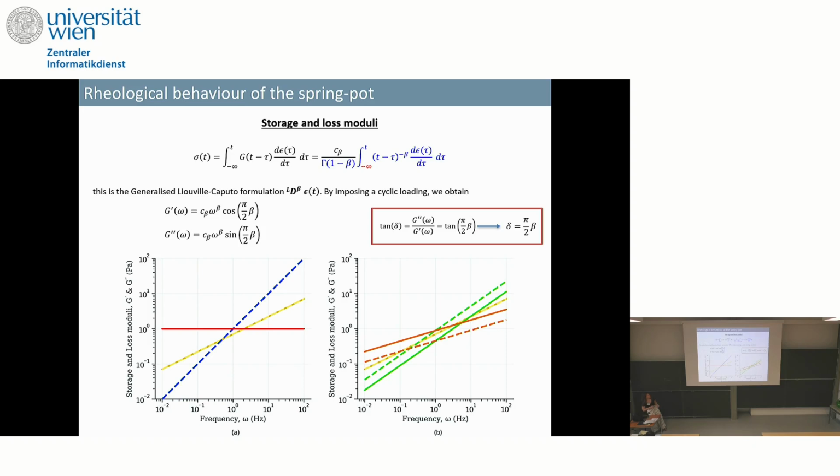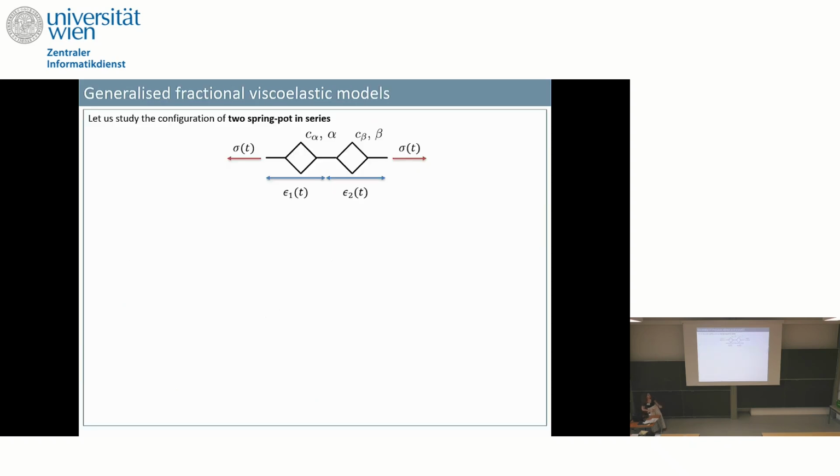And then you can derive the phase shift, which is a function of your beta. Okay. But normally, these power law behaviors are not everywhere in time. They are normally focused on the short time response. So what we need is to combine this spring pot, as before, with other elements.